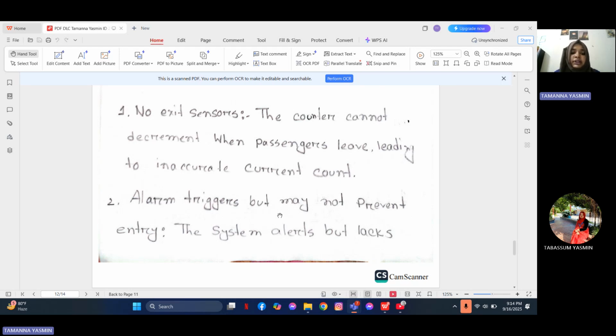Finally, the 20 ticket daily limit is not practical for a public transport system and highlights that the system logic is too unrealistic for real-world passenger flow. A more flexible and fault tolerant design would be necessary for actual deployment. Thank you, everyone.